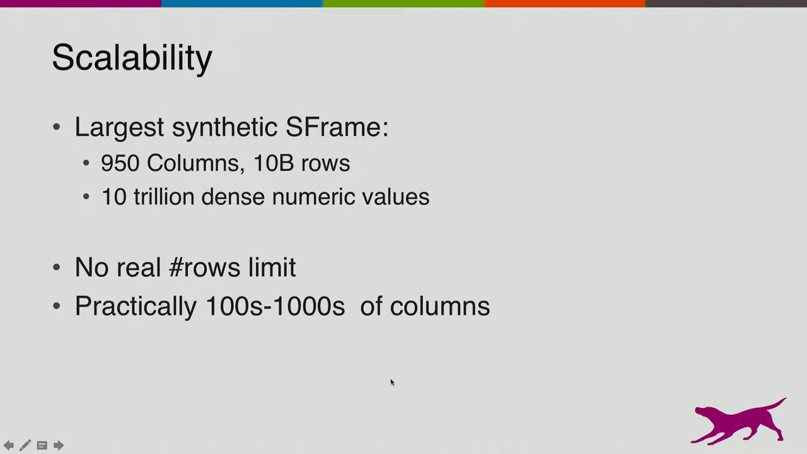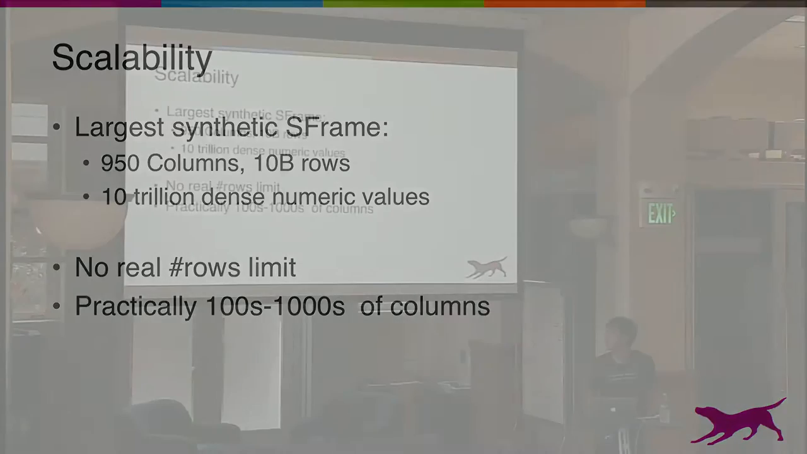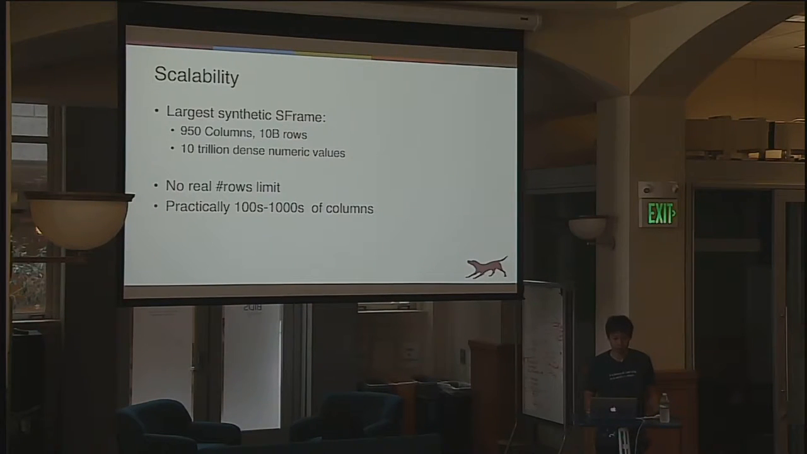What's the scalability of SFrame? Today, the largest synthetic SFrame we have created or played with has 950 columns and 10 billion rows. That amounts to 10 trillion dense numerical values. And in fact, there's really no limit on the number of rows in an SFrame. You can have as many rows as you want, as long as you have enough disk space.